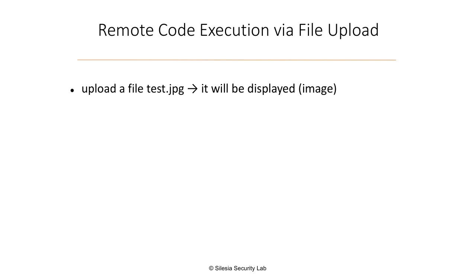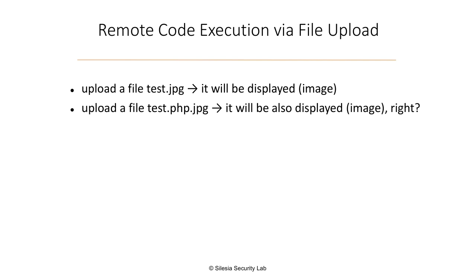Let's continue our story. Let's assume that we are going to upload a file test.php.jpg. And well, what we've got here is the file that ends with JPG. So we can say, well, it will also be displayed because this is still an image. It ends with JPG, right? So what's the point in discussing this example? Well, it's not always going to be displayed. And that's the point here. And that's the reason why I'm going to discuss it right now.